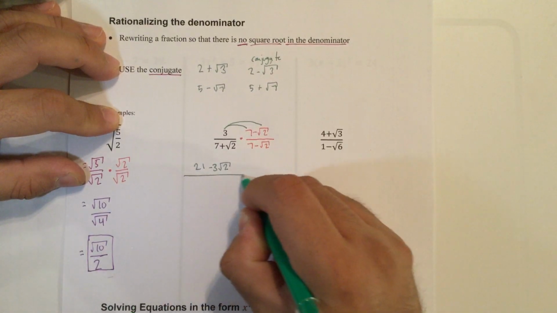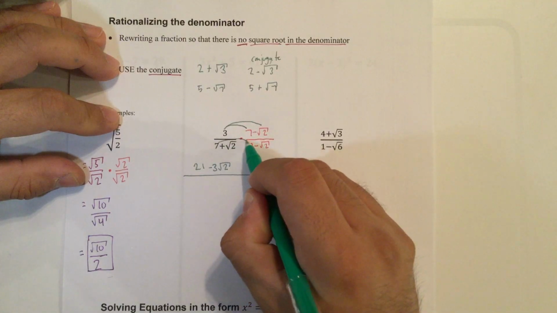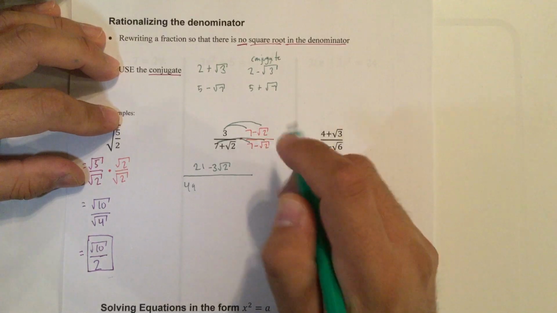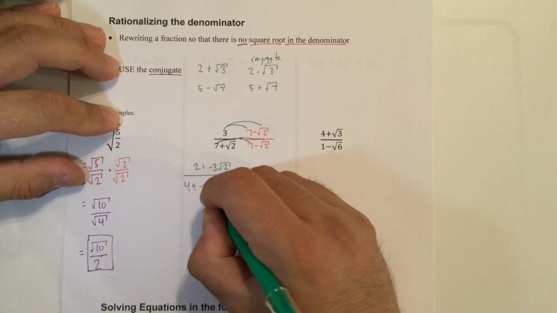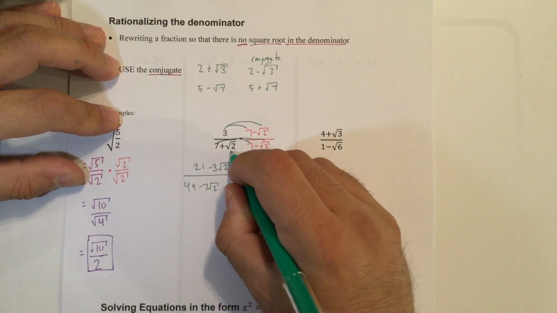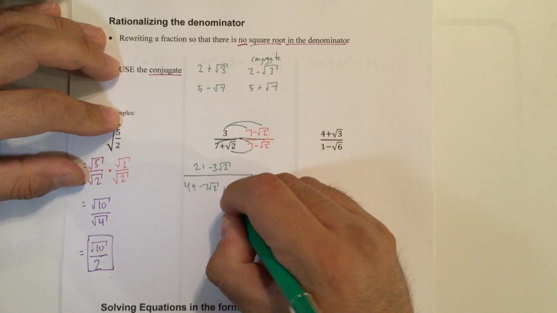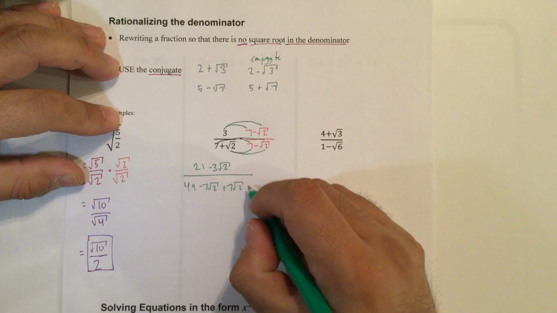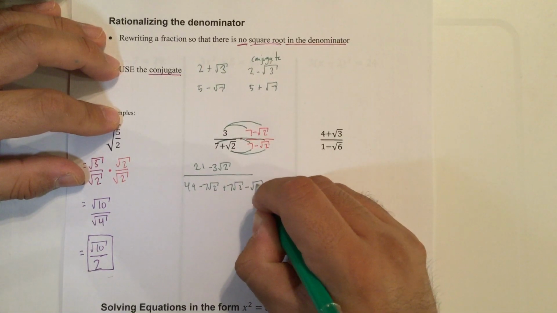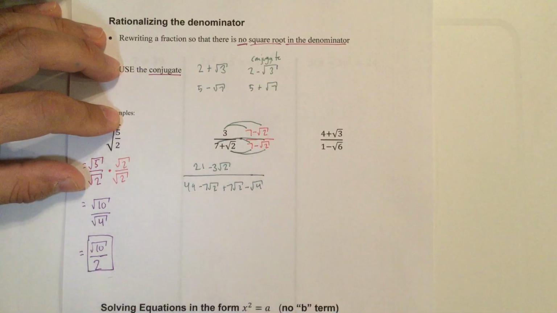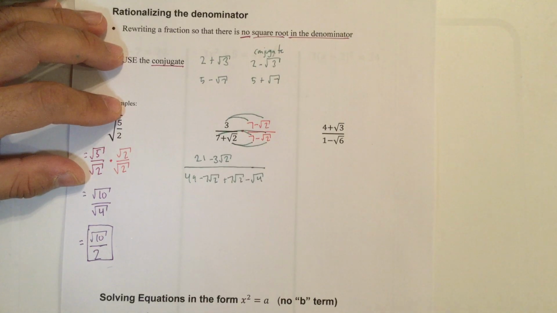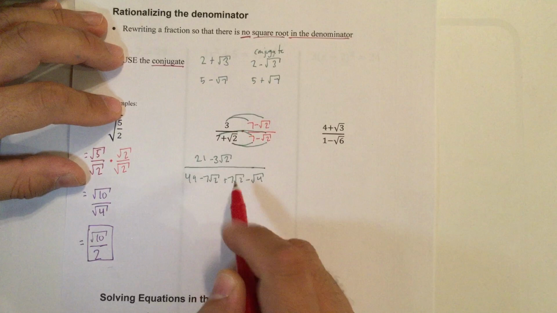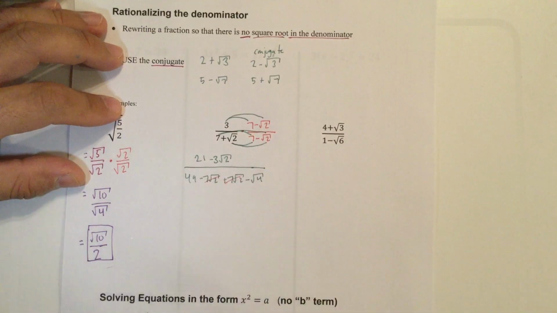Now on the bottom, we're going to FOIL it out. So we have 7 times 7, which is 49. Then we have 7 times negative square root of 2, which is negative 7 square root of 2. Square root of 2 times 7 is positive 7 square root of 2. And the square root of 2 times negative square root of 2 is negative square root of 4. Now, as you're looking at this, hopefully you see that the two middle terms, when you multiply it out, do cancel. Negative 7 square root of 2 plus 7 square root of 2 equal to 0.